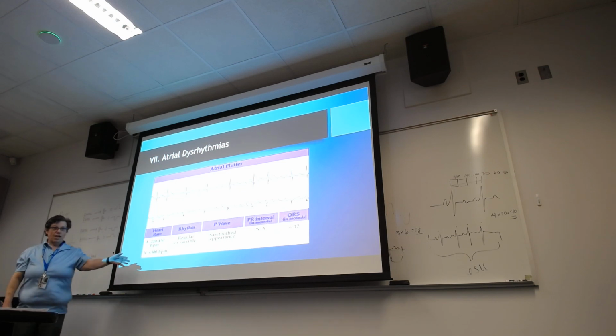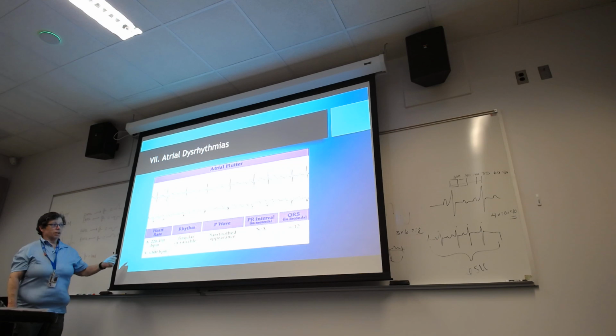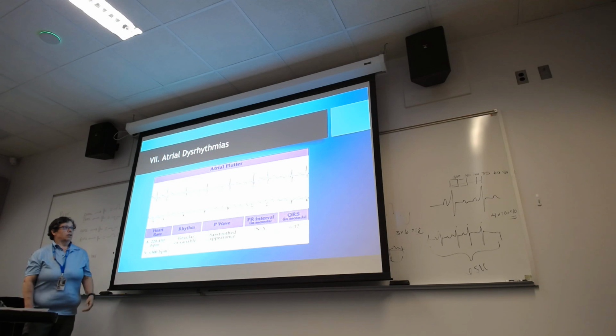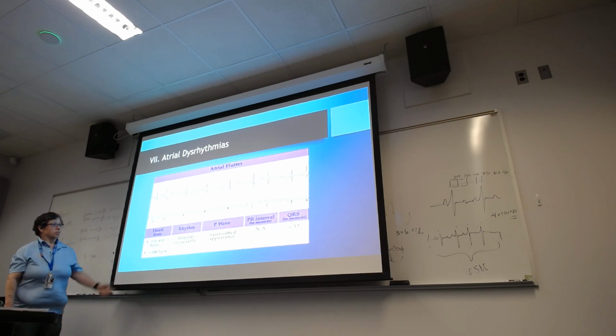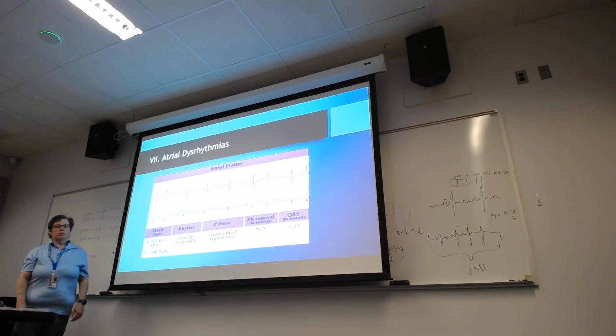But that's why you have to look at it the same way each time and go through the rules in your head. What's the rate? Is the rhythm regular or irregular? Do they have P waves? Are all the rules normal? The PR interval, the QRS. So that's why we have to do it systematically, because you will get messed up if you don't do it right.